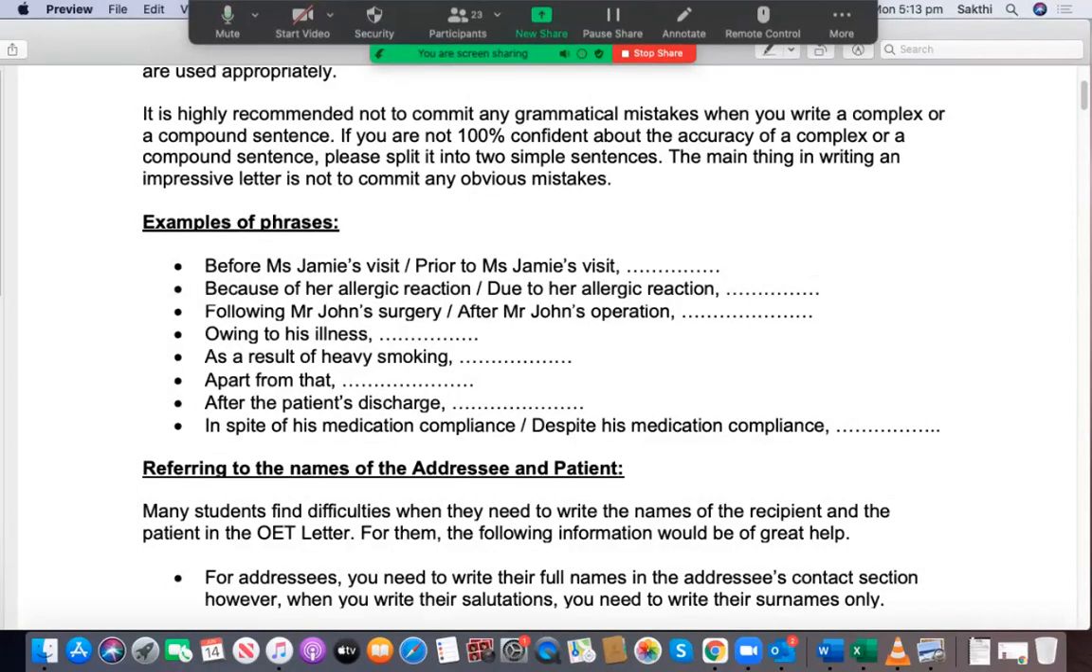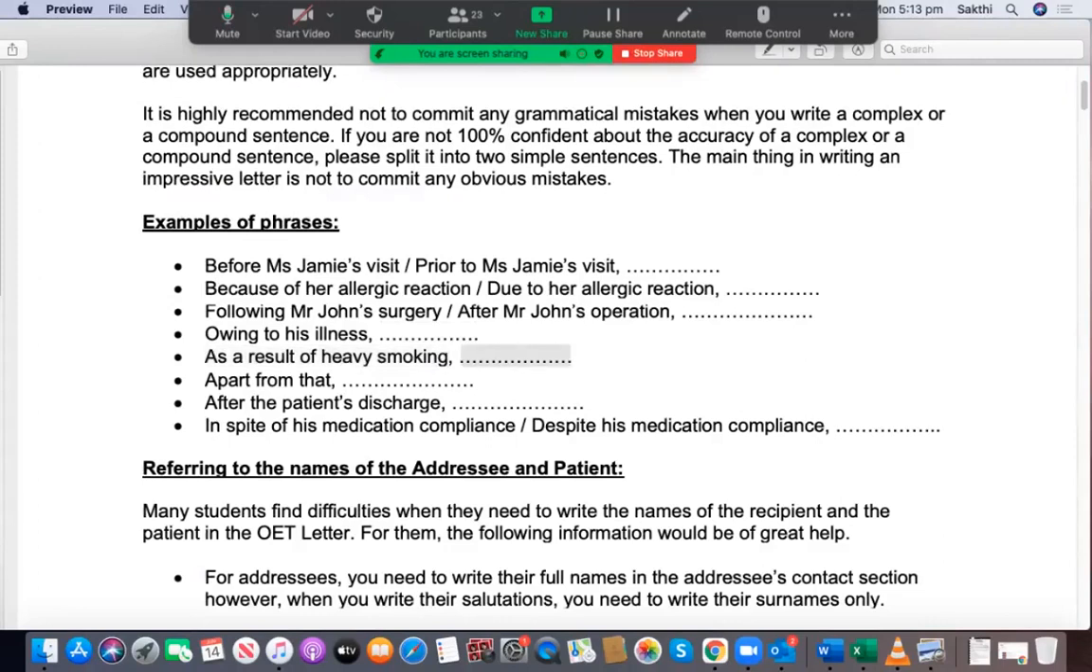Right, you can also write like this: following Mr. John's surgery or after Mr. John's operation, comma, and then you can write whatever information you wanted to insert here. Okay, so owing to his illness, comma, and then you write whatever information you wanted to write here. Okay, as a result of heavy smoking, comma, and then you can write the second part of this sentence.